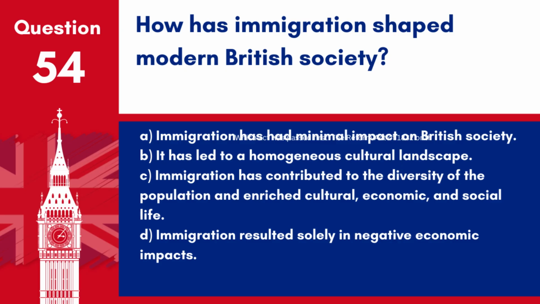Question 54. How has immigration shaped modern British society? A. Immigration has had minimal impact on British society. B. It has led to a homogeneous cultural landscape. C. Immigration has contributed to the diversity of the population and enriched cultural, economic, and social life. D. Immigration resulted solely in negative economic impacts.